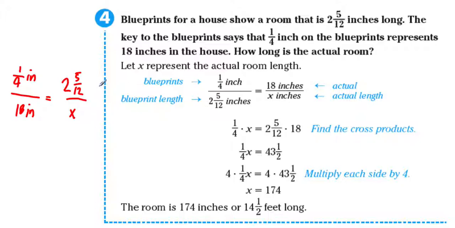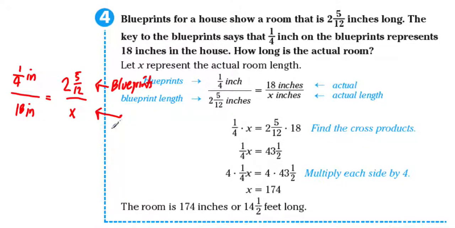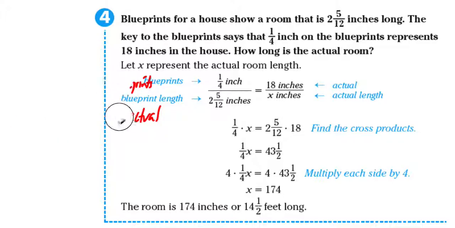And if you notice in this type of ratio, the numerator will all be blueprints, and the denominator will all be actual. Okay, so if you create this proportion, it still works the same way. Okay, so this is another way of solving this proportion. Okay, let's erase that so it won't cover the actual problem.